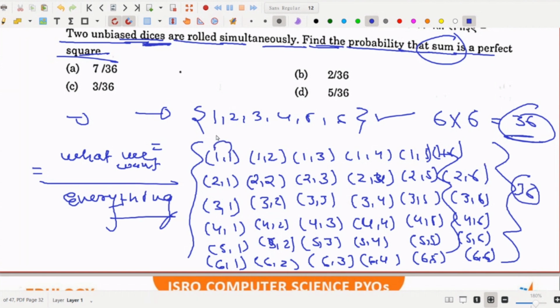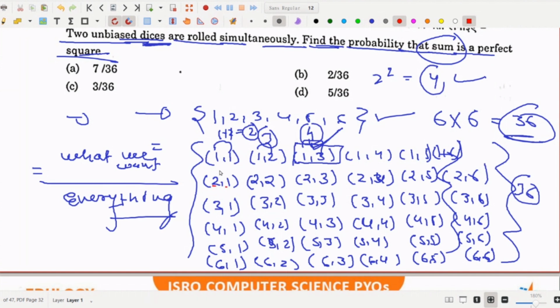If we are adding 1 plus 1, it's 2. Is it a perfect square of anything? No. 3, is it a perfect square of anything? No. But 3 plus 1, 4. 4 is a perfect square of 2, 2 squared is 4. So first we find this. 5, is it a perfect square of anything? No. 6? No. 7? No. Only one possibility is over here.